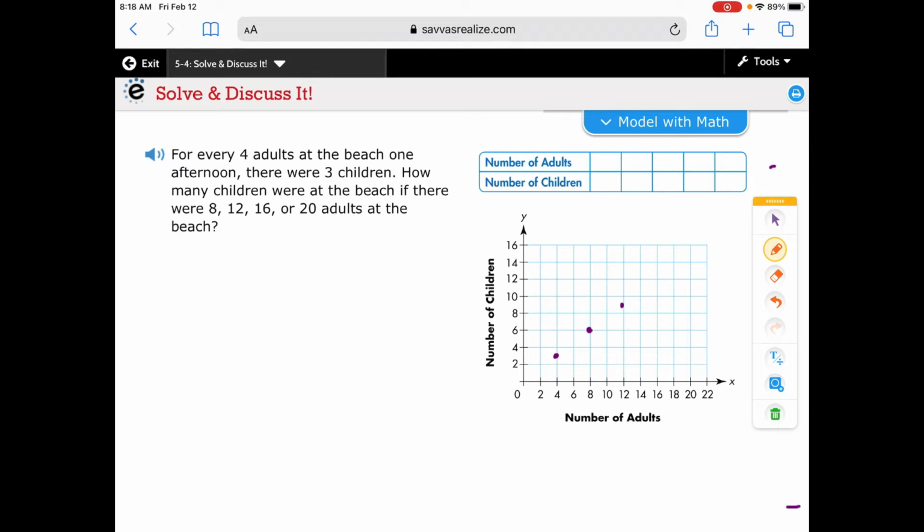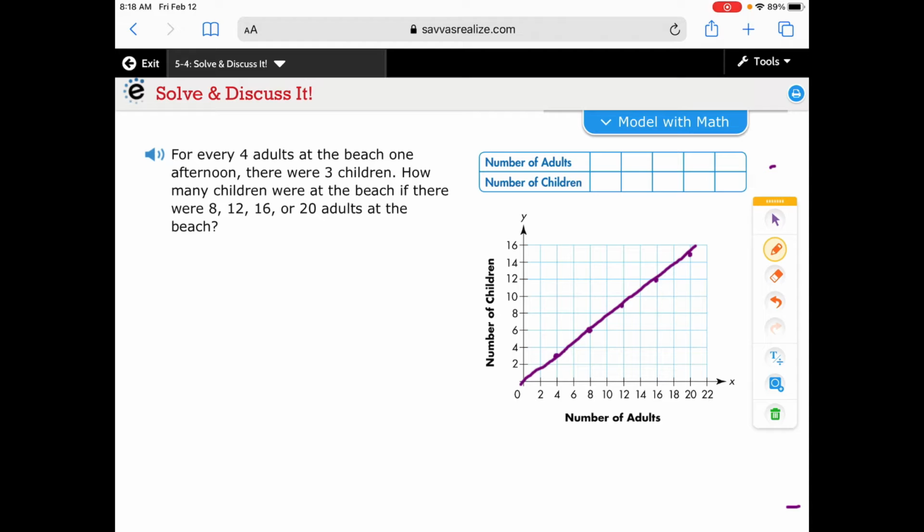16, that means we multiplied 4 by 4. So 16 and 12 will be our next one. And then finally we did this by 5. So 20 and 15 will be our last one. Okay, which is right about here. And we'll do our best to create a line.